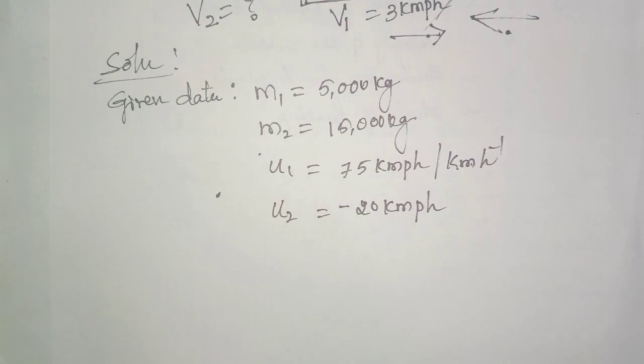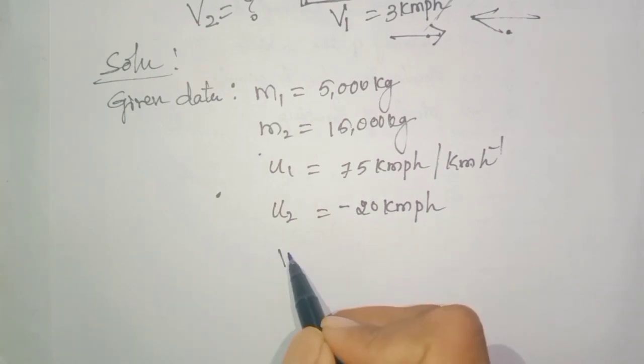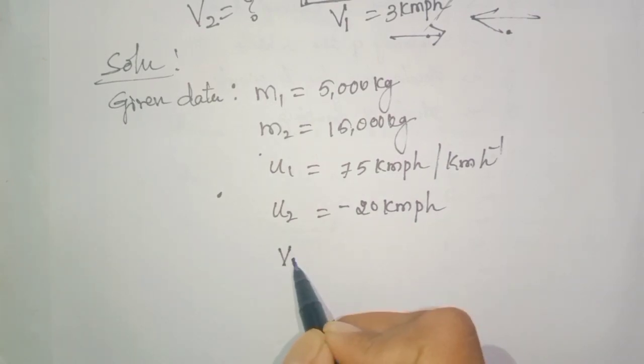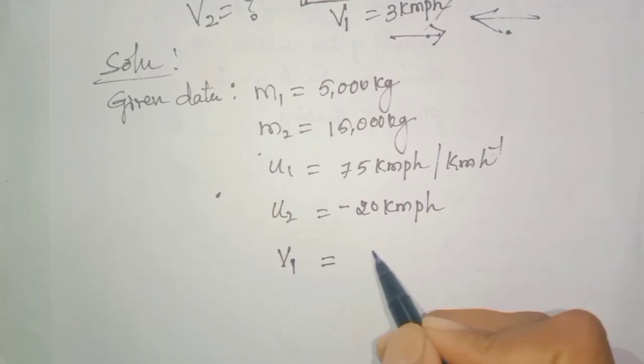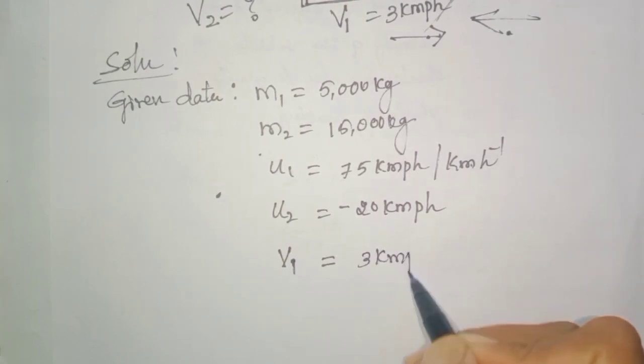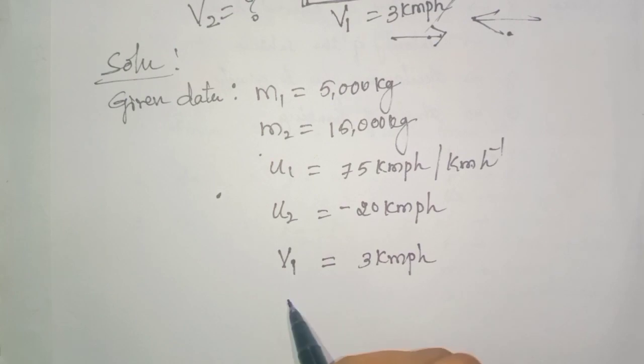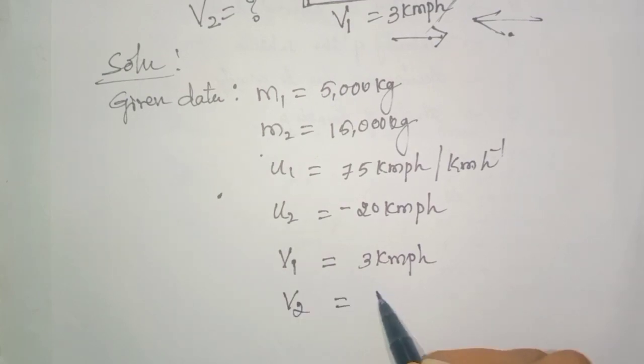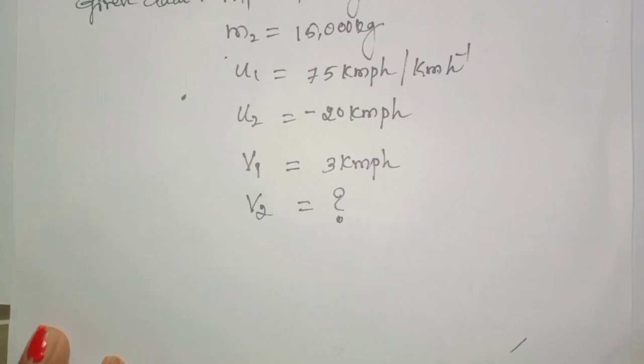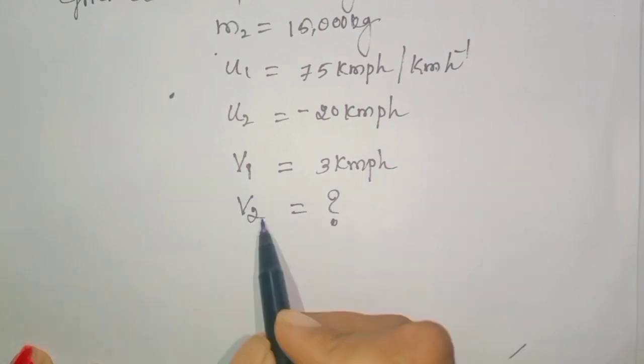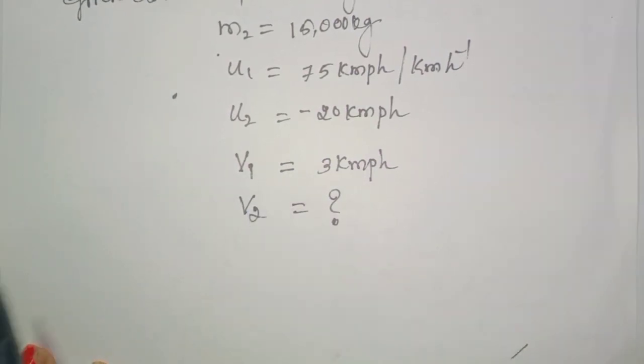So now we will write the remaining data. That is, after impact, the engine starts to travel with a velocity, that is final velocity of the engine v1 is 3 km/h. And what is the final velocity of the wagon, which we don't know, so we have to calculate that. V2 is equal to question mark. Okay? So now using all this data, we have to solve the final velocity of the wagon with which it travels after the impact.